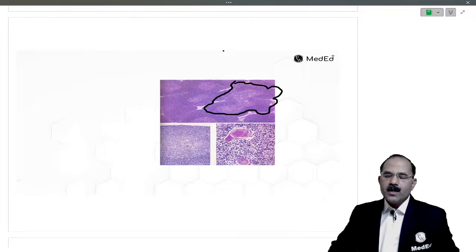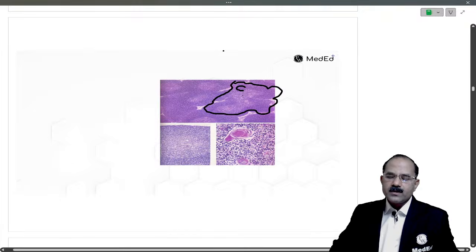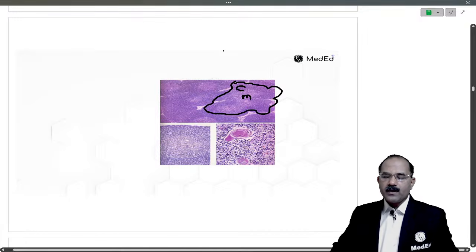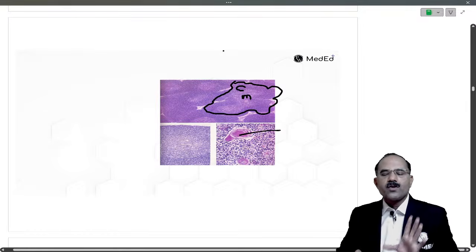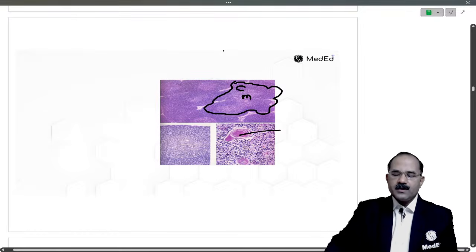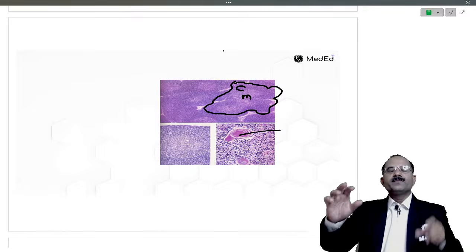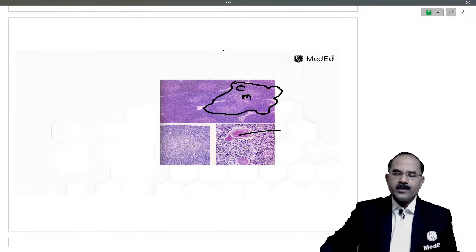That's a thymic lobule. What is this outside? This is the cortex. This outer thing is the cortex here. And what is this here? That's a medulla. And what does this medulla contain? What is this here? That's a Hassel's corpuscle. Is it clear? Fine to all of you.